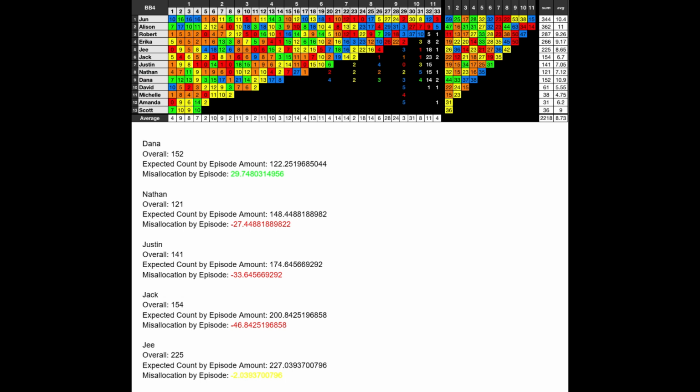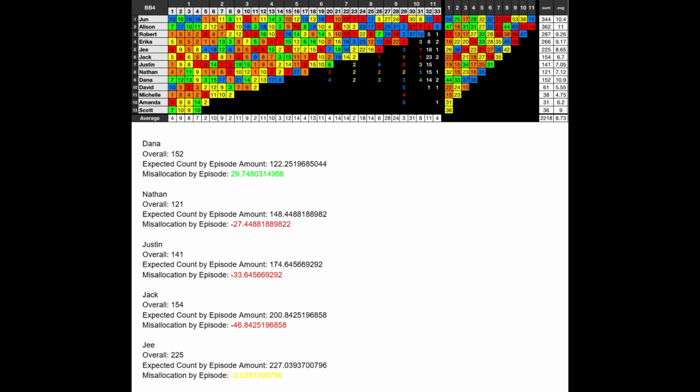Nathan has an overall diary room count of 121, and his expected count by episode amount is 148, meaning that he has 27 fewer confessionals than he should have based on the misallocation. Justin has 141 diary rooms, and his expected count by episode amount is 174.64, meaning that his misallocation is 33 fewer than he should have if this were balanced.